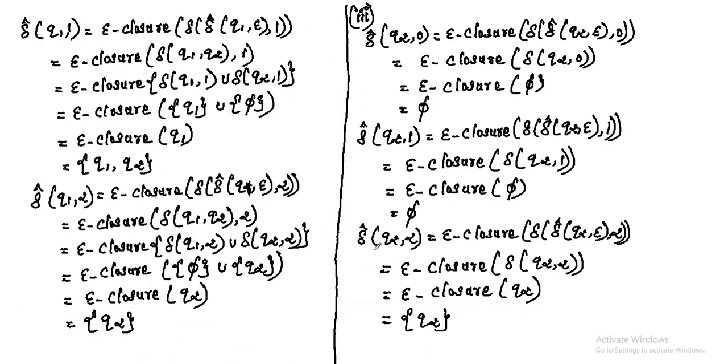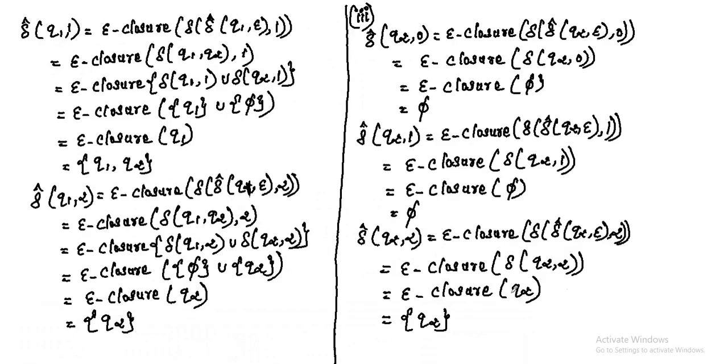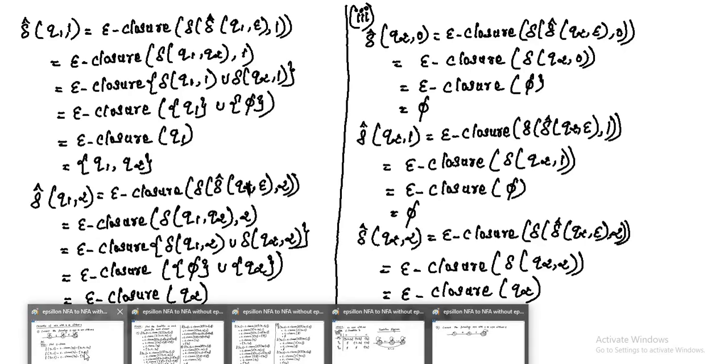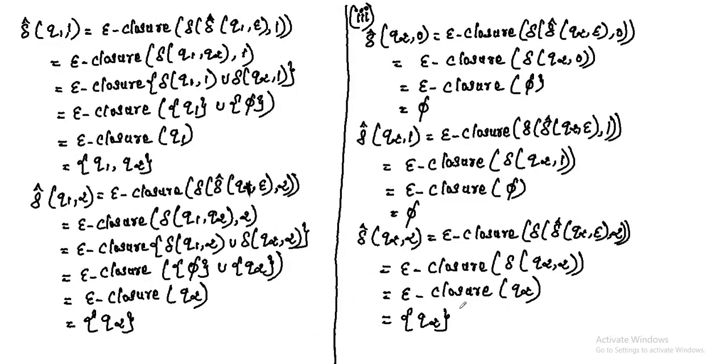Next input is 2. So q2 comma 2 equals epsilon closure of the extended function delta cap of q2 comma epsilon comma input 2, q2 epsilon. So epsilon closure of q2 is q2. So q2 comma input going to be 2. Here delta of q2 2 means, look at the transition diagram, q2 on seeing input symbol 2 reaches q2 itself. Just write q2, epsilon closure of q2. We already found in the first step that epsilon closure of q2 is q2. So here you write q2.